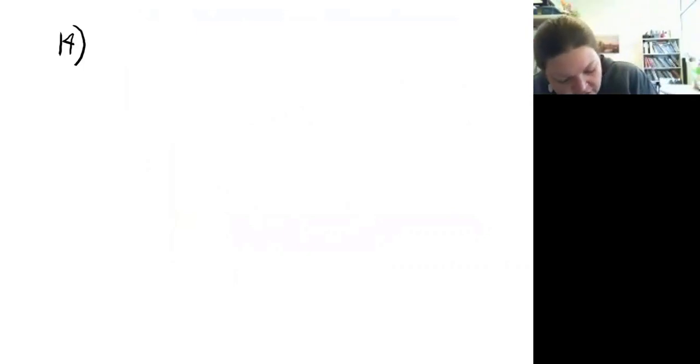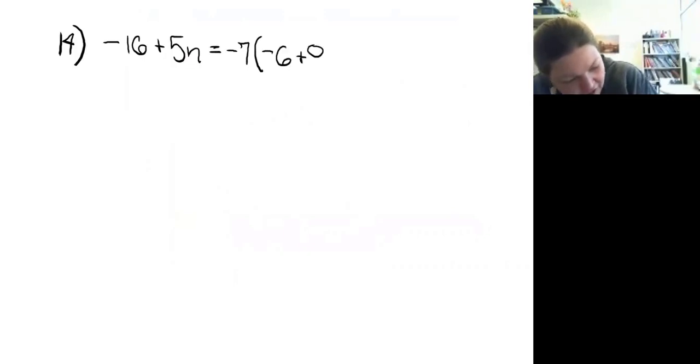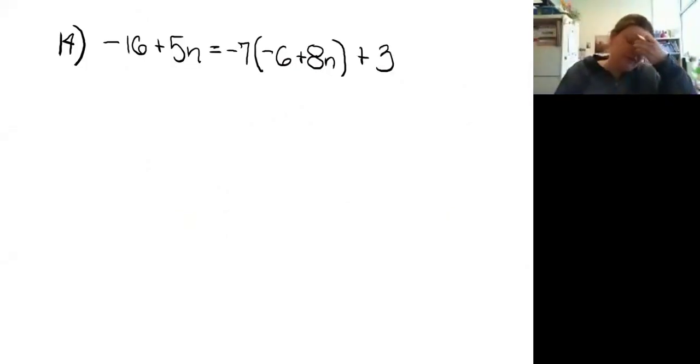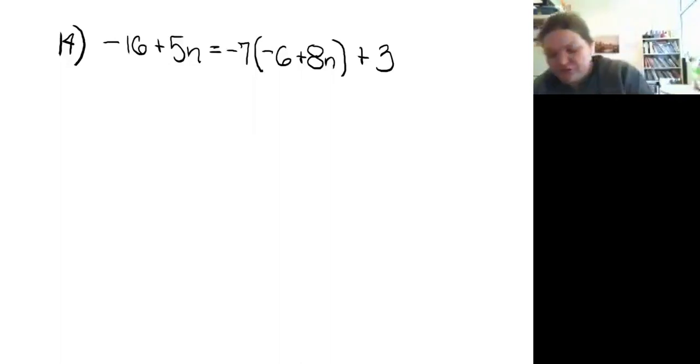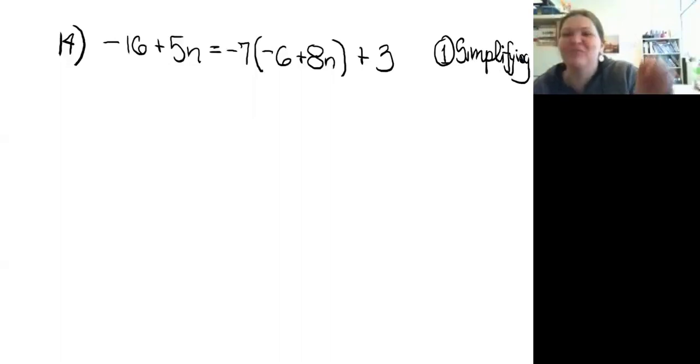Let's try, ooh, number 14 looks gross. So negative 16 plus 5n equals negative 7 times the quantity, negative 6 plus 8n, close parentheses, plus 3. So this is nice and nasty. First general rule: do you see any simplifying? I had a teacher who called simplifying cleaning and packing. Before we start the moving with solving, we better clean up and pack, right? So do we see any simplifying to do on the left or right hand side?